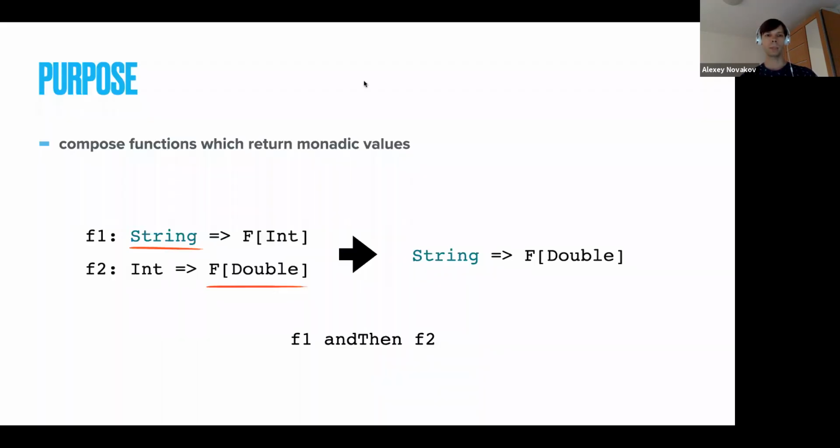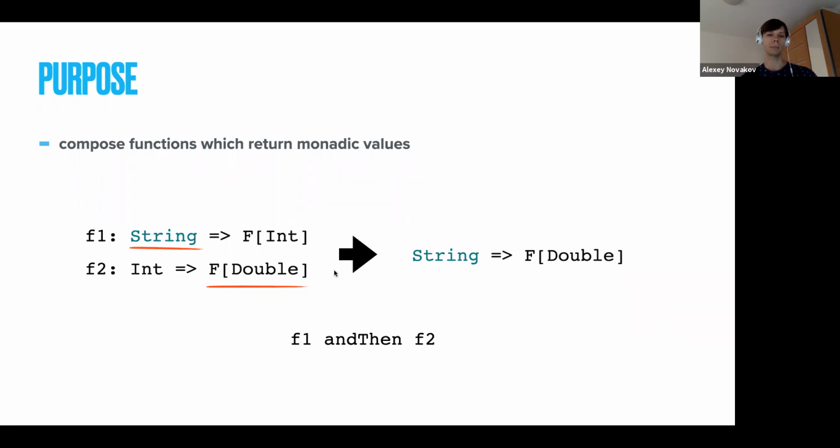So what does it mean actually, or how does it help us? Imagine we have two functions that we want to compose, like F1 and F2. F1 returns us an F of int, so int in context of F. So it could be an IO, for example, it could be an option of int. And another function takes int and returns some other type, which would be F of double. And we want to compose these two functions.